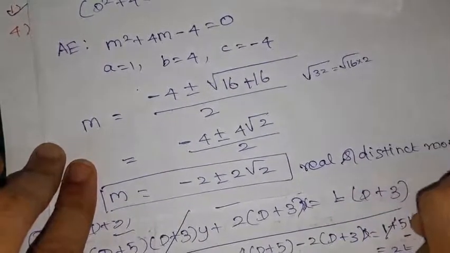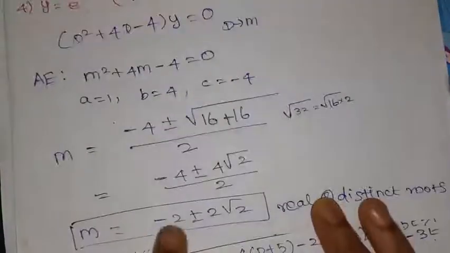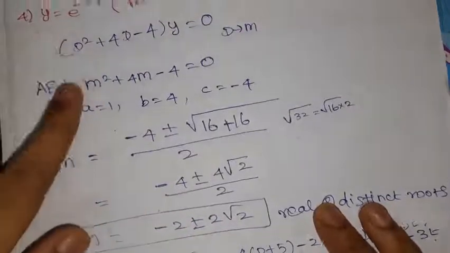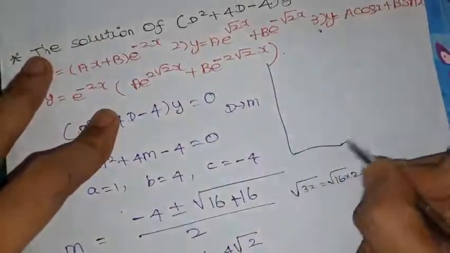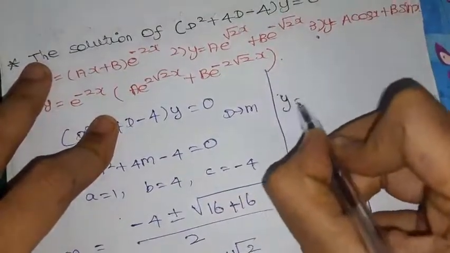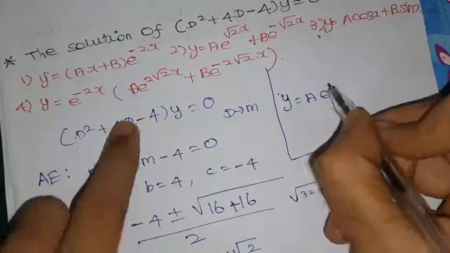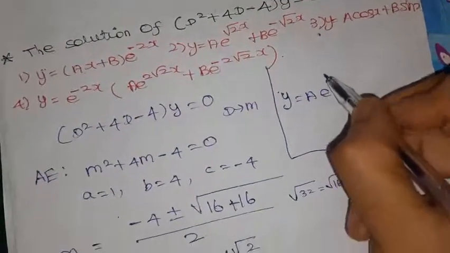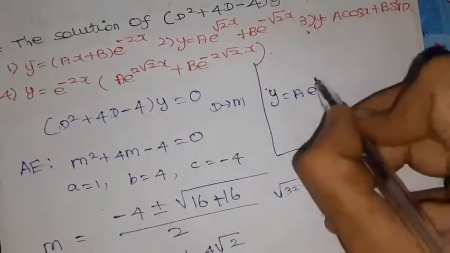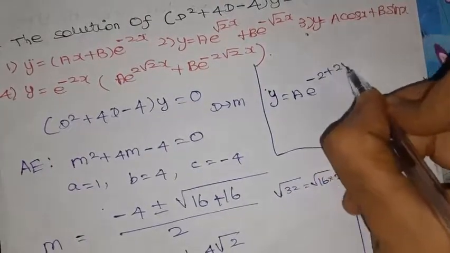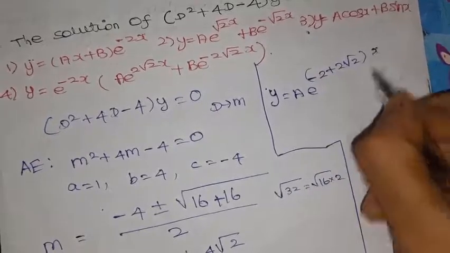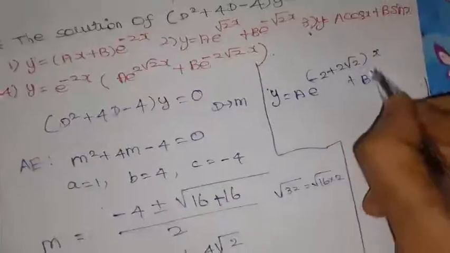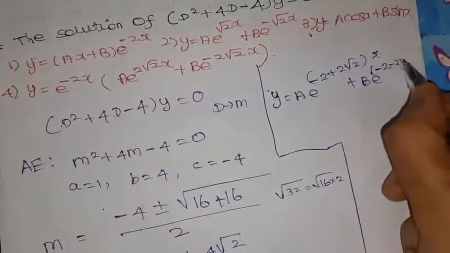So for that, what is the real and distinct roots? We have minus 2 plus 2 root 2 and minus 2 minus 2 root 2, so for that we have m1 and m2. For that, what is the solution? y equal to a e power minus 2 plus 2 root 2 x plus b e power minus 2 minus 2 root 2 x.